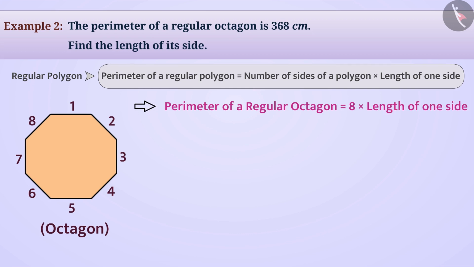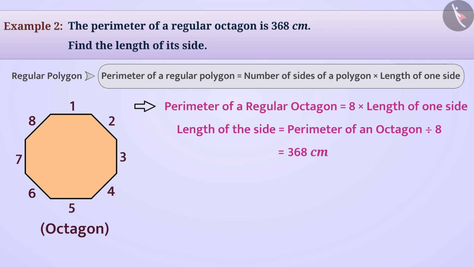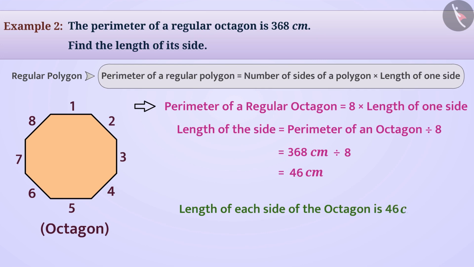In this way, the length of the side is equal to the perimeter of the octagon divided by 8, which is equal to 368 cm divided by 8 is equal to 46 cm. That is, the length of each side of the octagon is 46 cm.